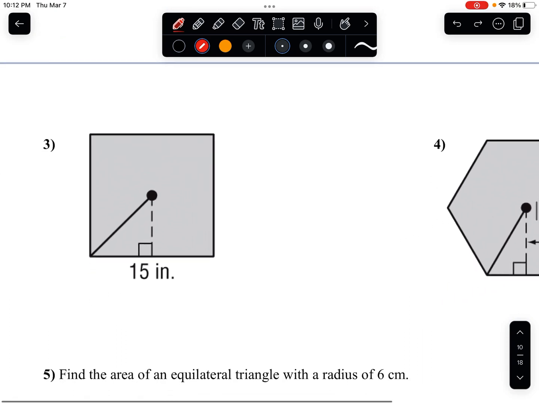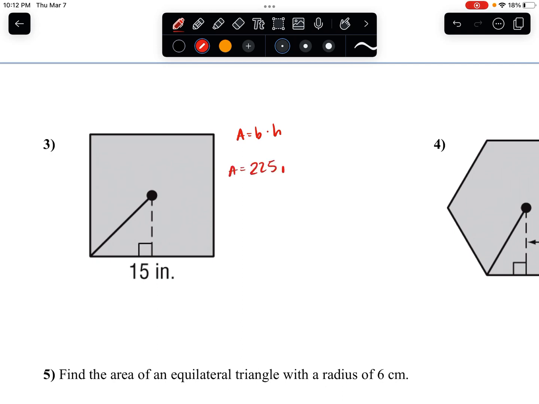All right, so 3 and 4. 3 hopefully is a piece of cake. Hopefully you recognize that this is a square, and a square can be solved using base times height. Personally, I would use area is equal to, not 1/2, just base times height, and we should get 15 times 15, which is 225.